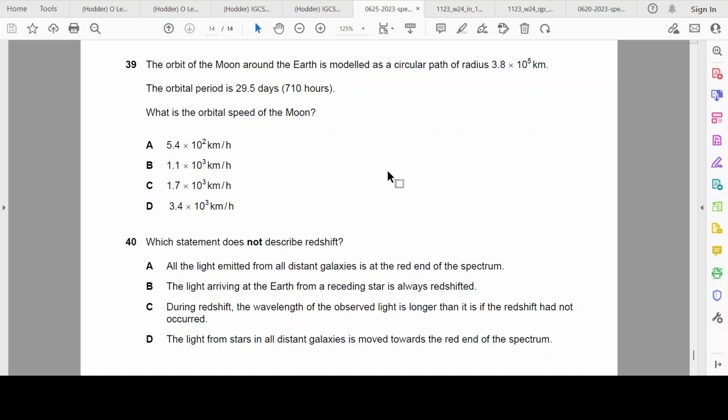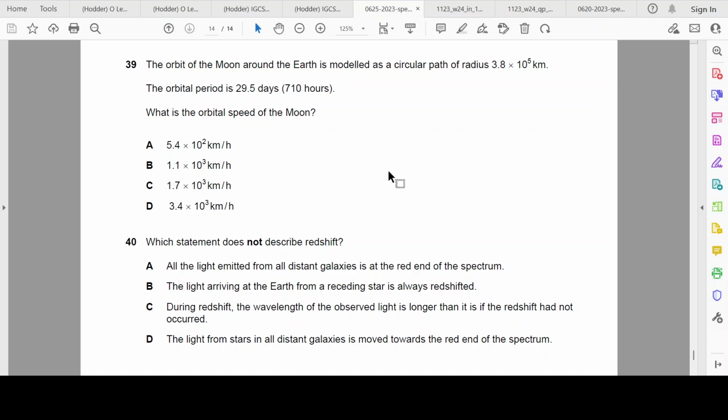Option D. All right, so how did you get that? I used distance over time equals 2 pi r over T. T is time, and T is 710 hours, right?